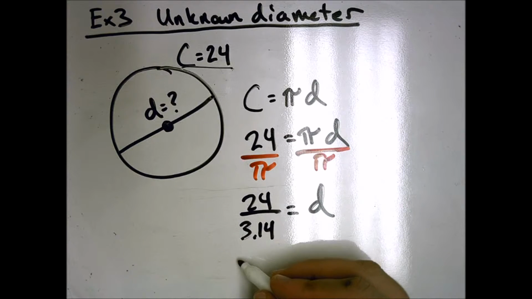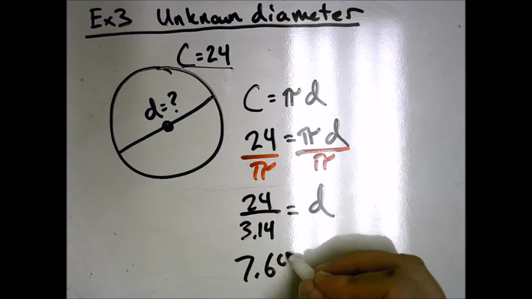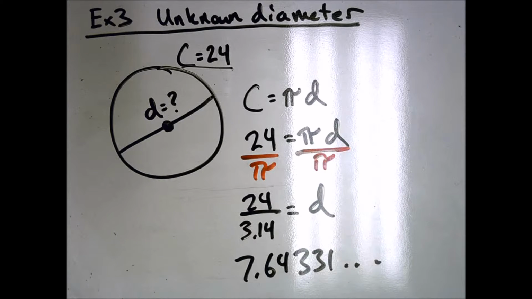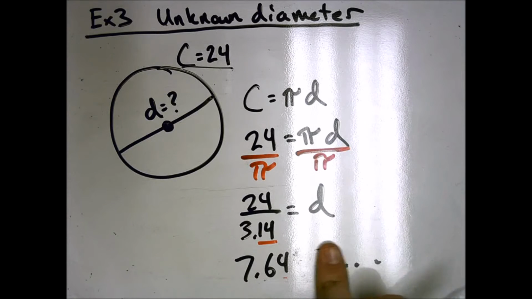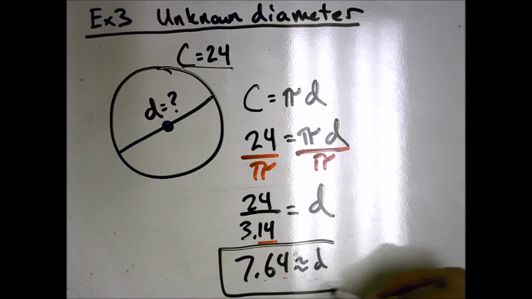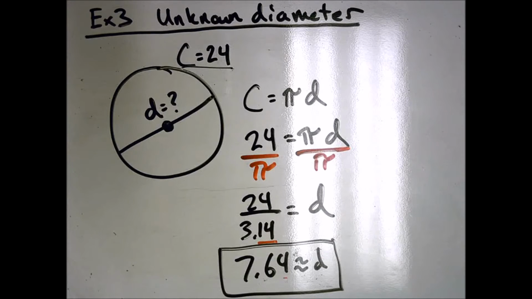Well, that number is just 7.64331 and so on. Since we only use 2 decimal places for pi, only use 2 decimal places for your result. Make sure to round. 3 is less than 5, so we do not round up at all. So our diameter is approximately 7.64 units long.